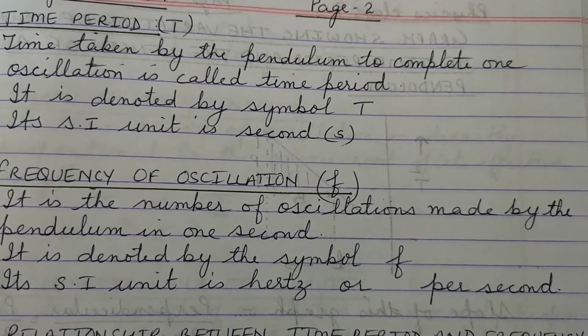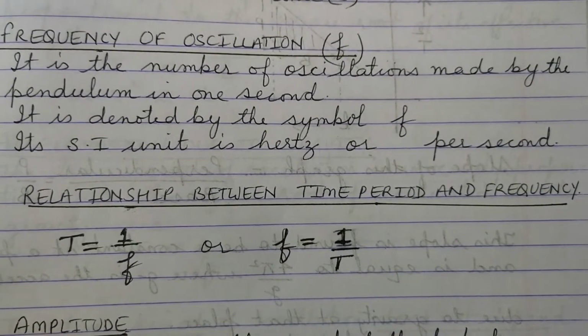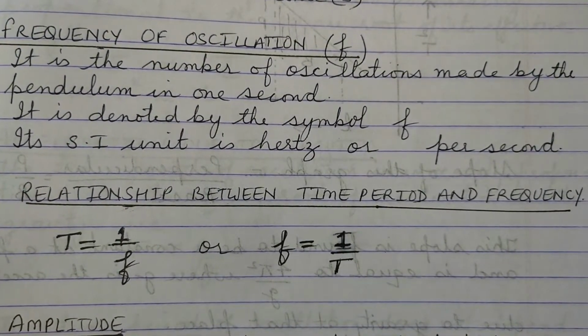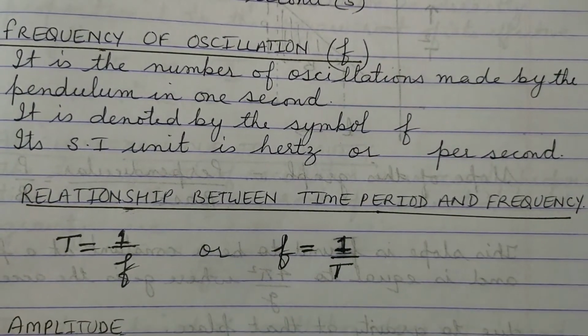And if you're asked to have a relation between time period and frequency of oscillation, then you'll be writing T is equal to 1 by F, or you can also write F is equal to 1 by time period. Any one of the two.